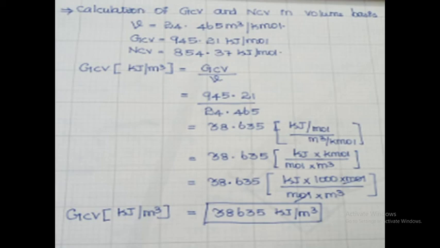Okay. So now kilojoule per mole into kilomole per metric cube. Are you clear or not? Okay. So here the numerator is kilomole, the denominator is mole. The units are not cancelled. What do you do here? The numerator kilomole is converted into mole. Kilomole means 1000 times mole. Are you clear or not? Okay. So now the mole terms cancel. Finally we get 38.635 into 1000 kilojoule per metric cube. So GCV in terms of volume basis is 38635 kilojoule per metric cube. Are you clear or not?